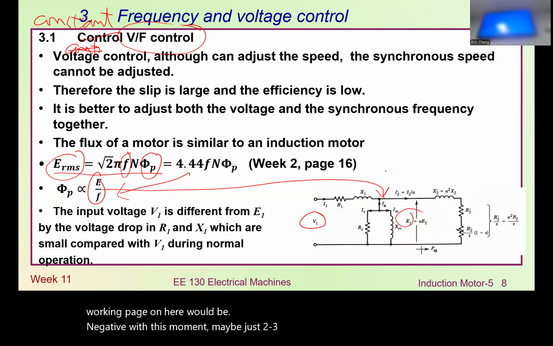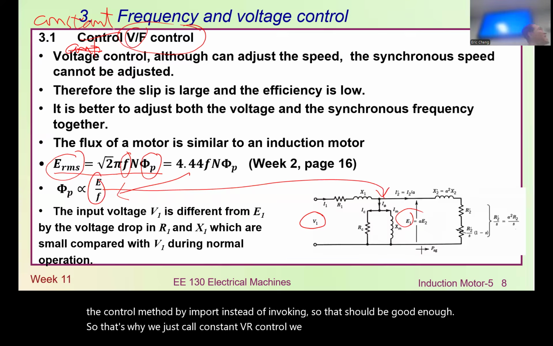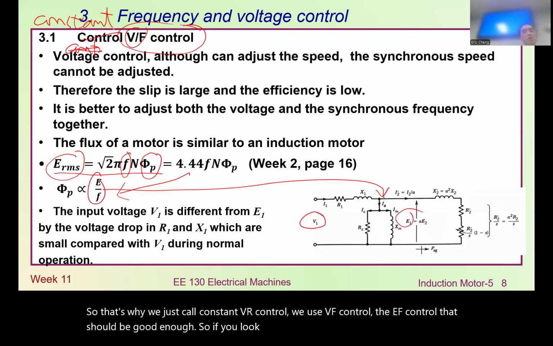So usually we can still approximate the control method by using the V voltage instead of the E voltage. That should be good enough. That's why we just call it constant V/F control. We use V/F control rather than E/F control. That should be good enough. If you look at much of the literature, constant V/F control is really popular.